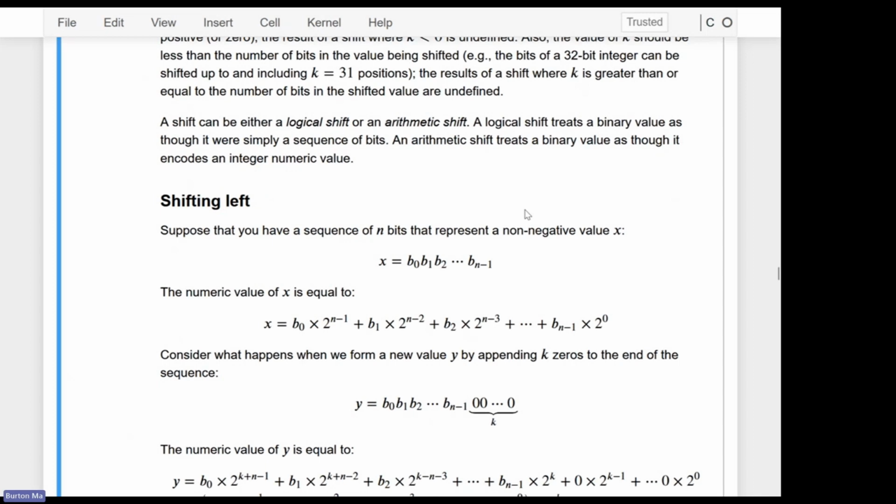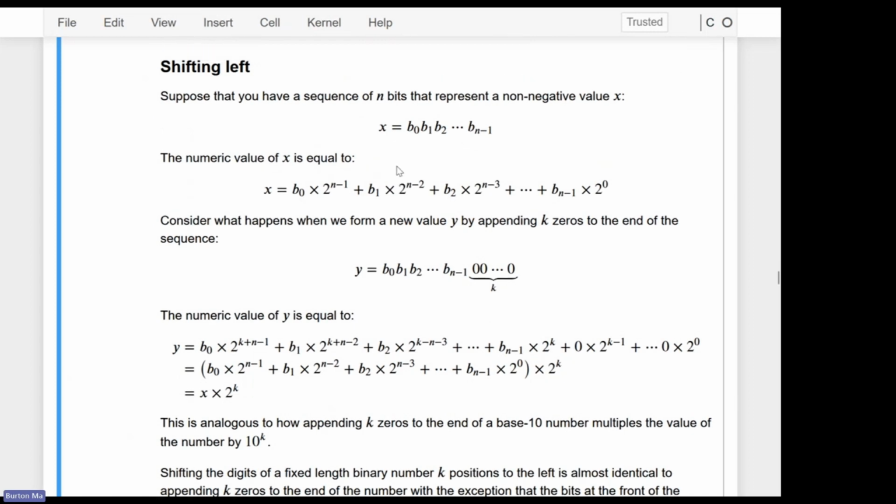Okay, so to complicate matters, there are two kinds of shifts. There's something called a logical shift, and there's something called an arithmetic shift. A logical shift is what happens when you have an unsigned number. Now remember, if you have a signed value, the most significant bit is important. If it's one, the value is negative. If it's zero, the value is positive. So arithmetic shifts take into account the sign bit. So you have to be a little bit careful about which one is happening.